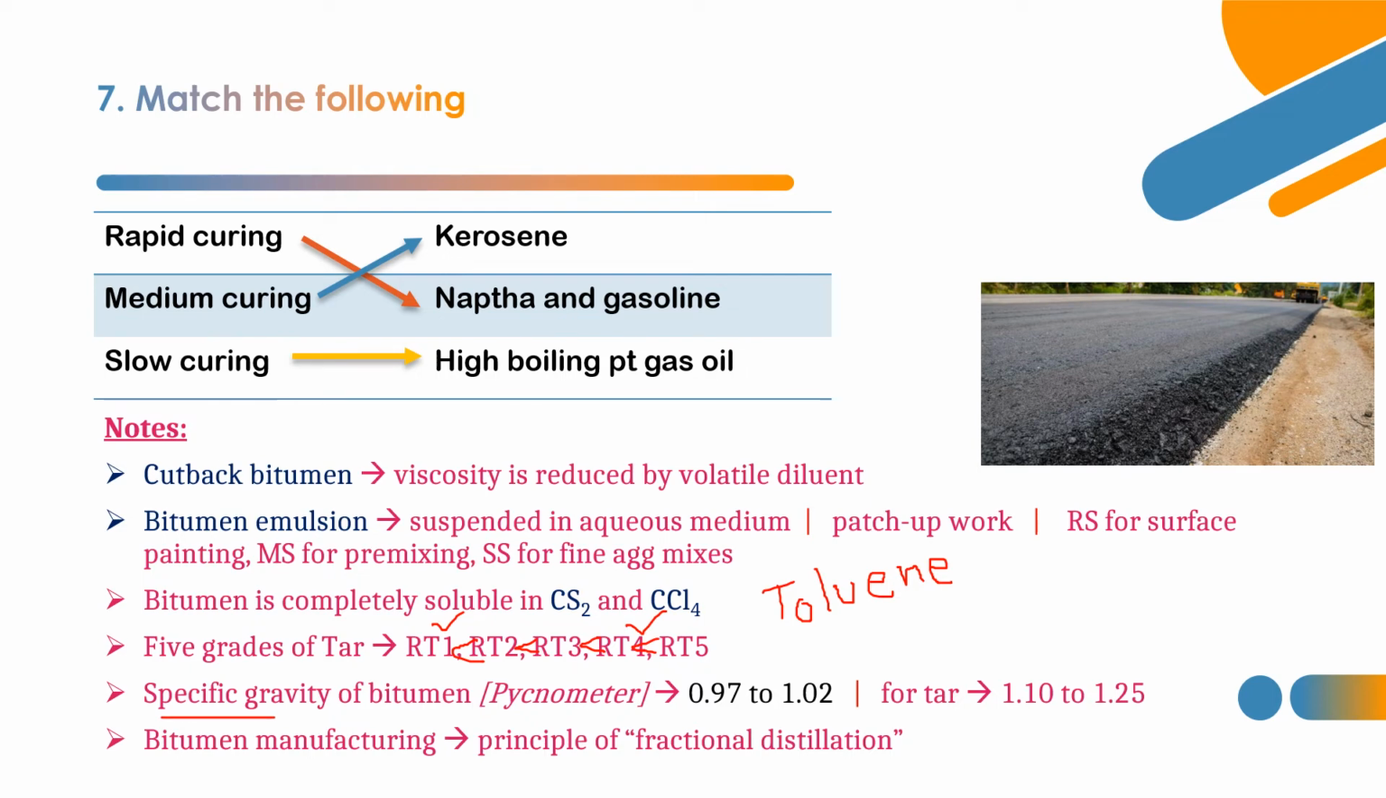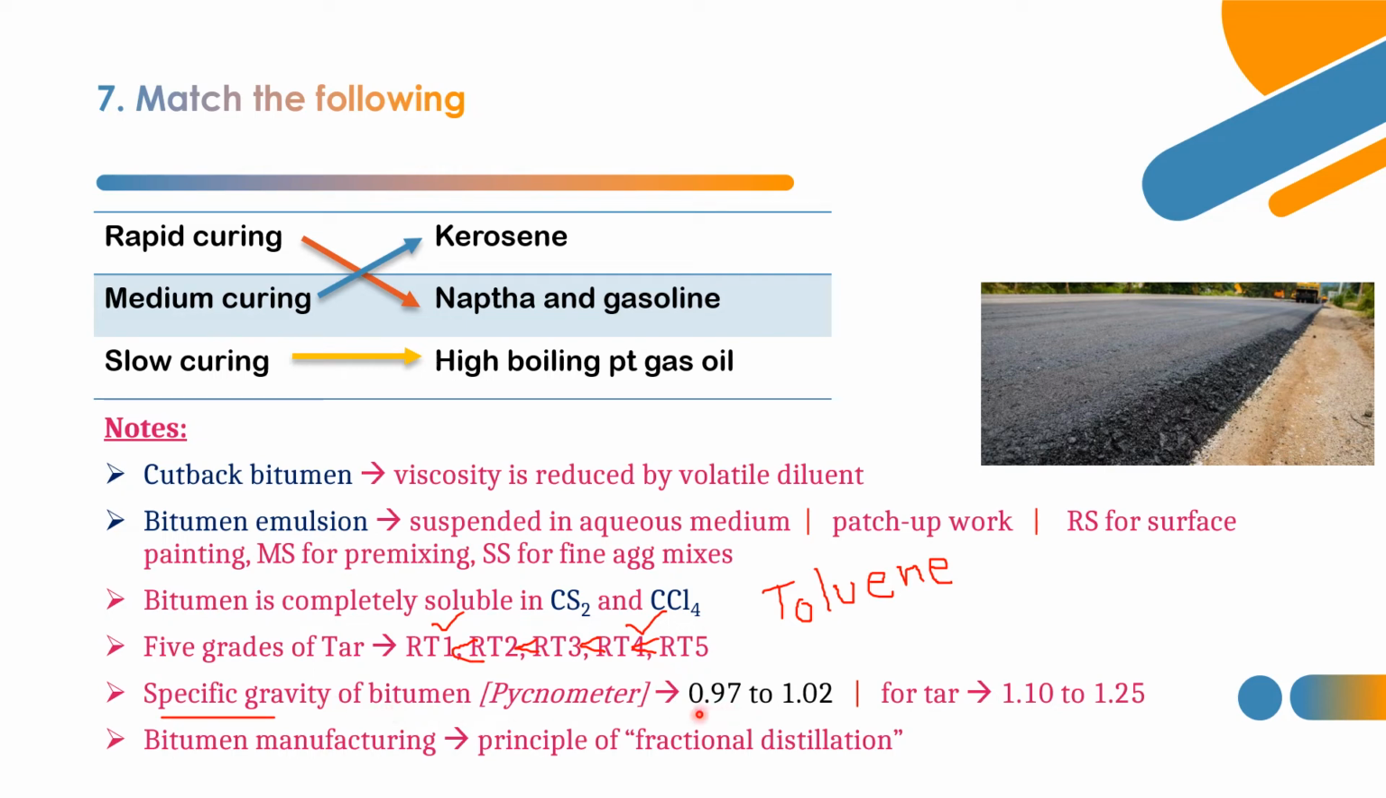Now we shall see the specific gravity. Specific gravity of bitumen obtained from the pycnometer test shall be around 0.97 to 1.02, and in case of tar it shall be around 1.1 to 1.25. So tar has somewhat more specific gravity when compared to bitumen.